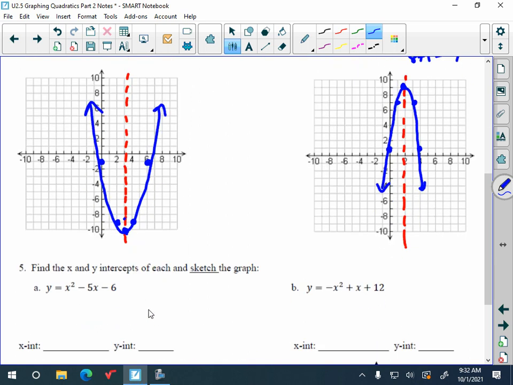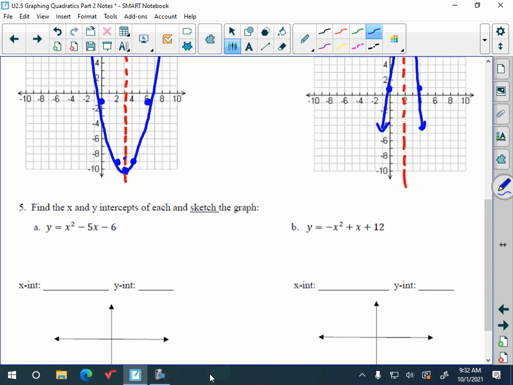All right, so the last thing I want to talk about is finding x and y intercepts given the equation in standard form. All right, so anytime we want to find intercepts, all you're doing is plugging 0 in for one variable, solve for the other. So, again, if you want the y-intercept, plug 0 in for x, solve for y. If you want the x-intercept, plug 0 in for y, solve for x.